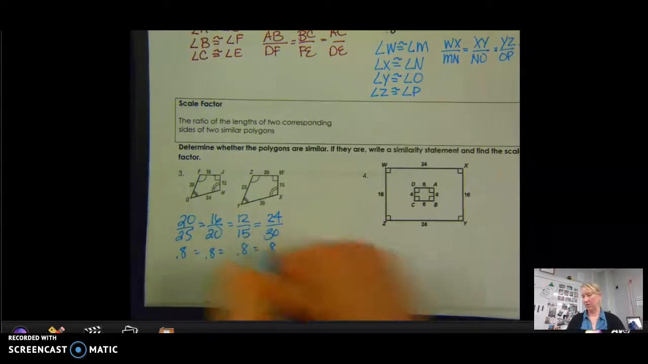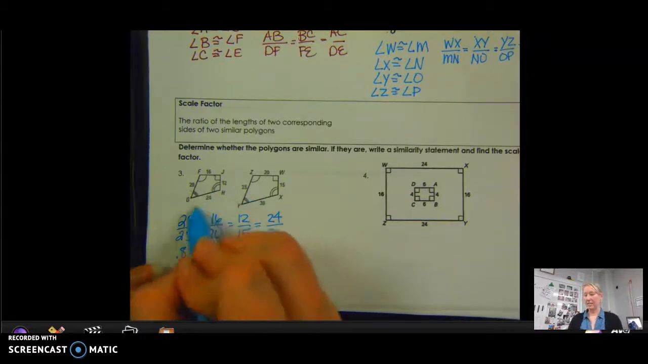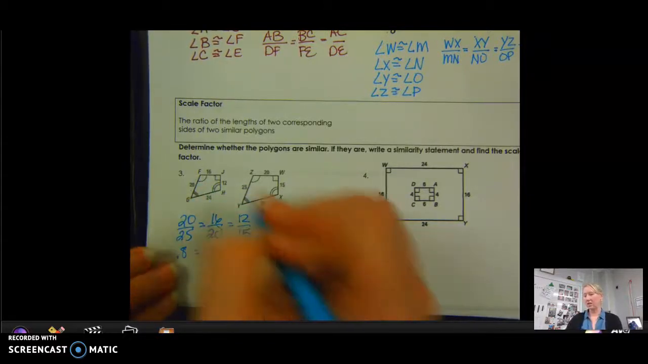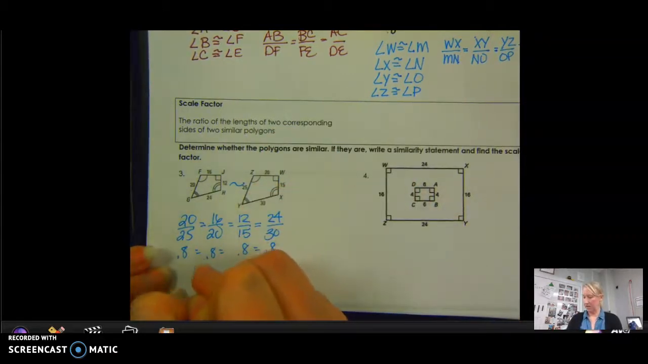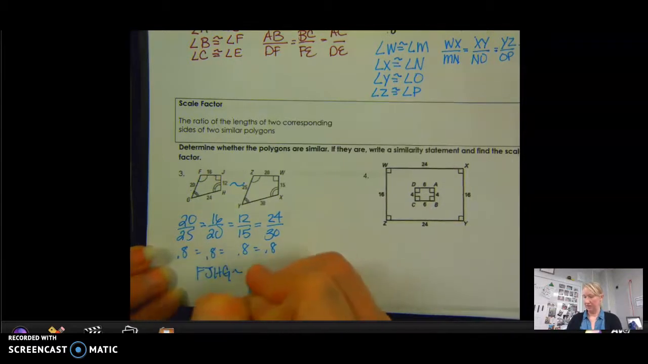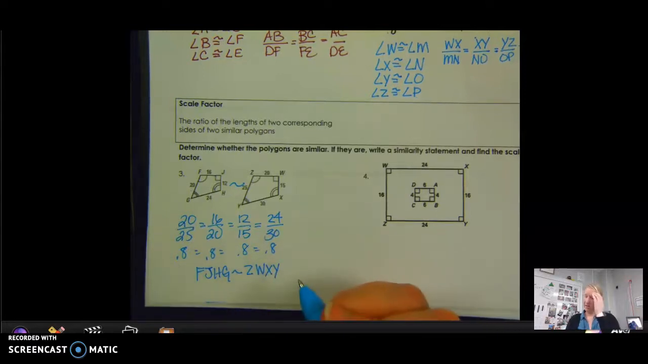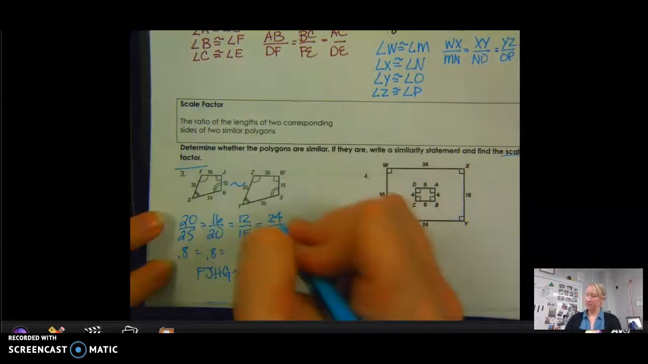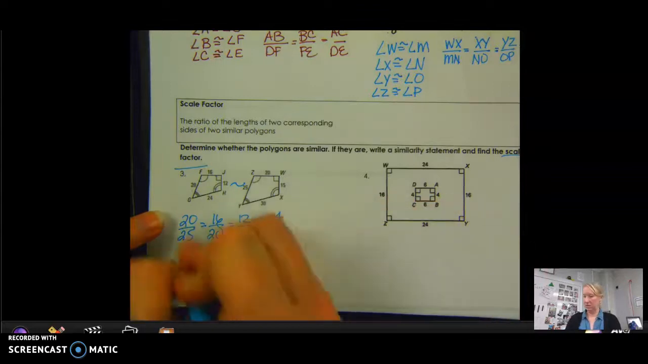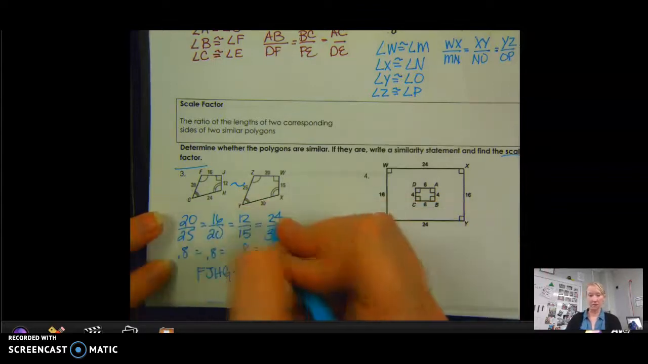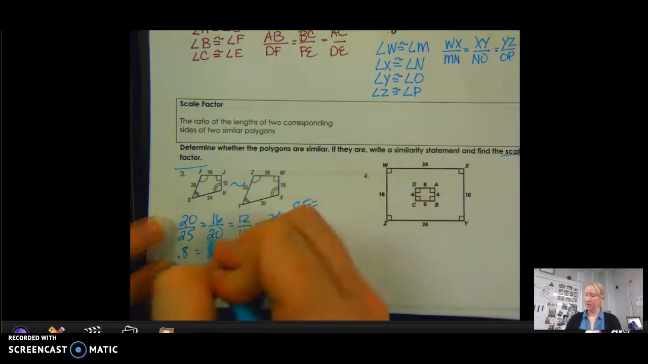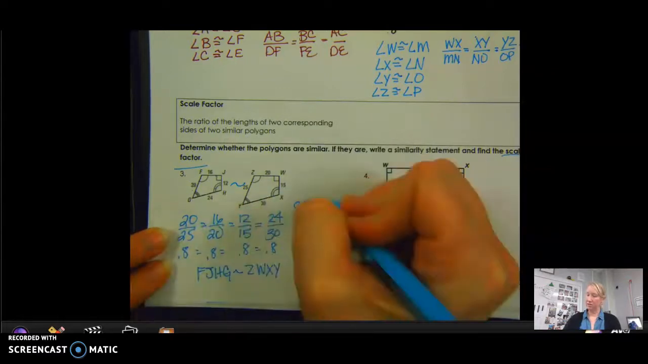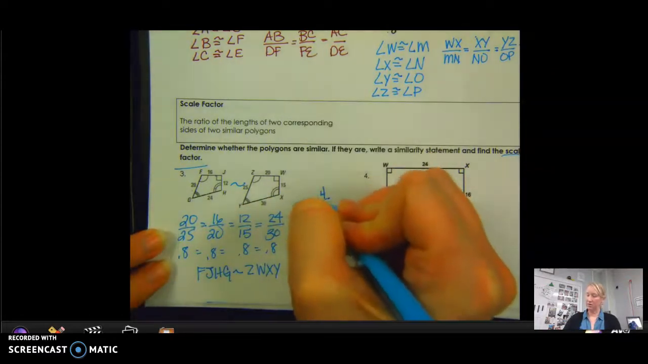Since all those ratios are equal, and since all angles are congruent, then these are similar figures. So I would say figure FJHG is similar, now match it up correctly, ZWXY. And the scale factor is one of these fractions, but reduce it. So let's just look at 20 over 25, because all these are going to reduce down to the same fraction. The scale factor is 20 over 25 reduced. So 5 goes into both. 5 goes into 20 4 times, 5 goes into 25 5 times.